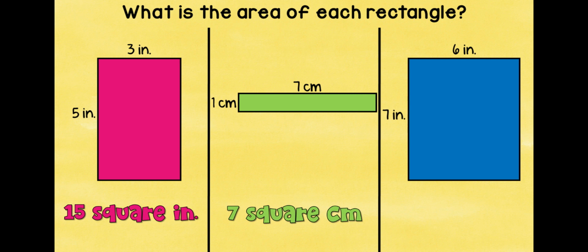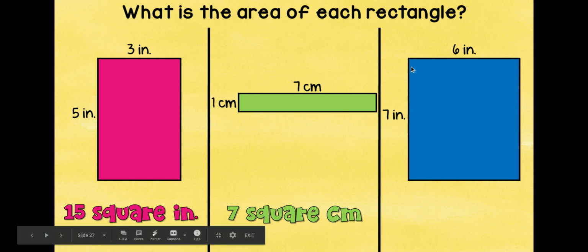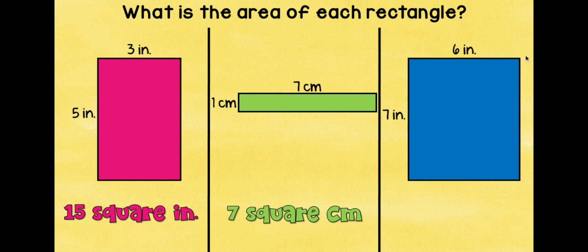And last but not least, on the right, we have the blue rectangle. That is 7 inches tall times 6 inches across. And 7 times 6 can be tricky. So remember, my strategy I always do is 7 times 5, and then I add an extra 7 to that. But the answer you should have gotten is 42 square inches. Very nice, 42 square inches.